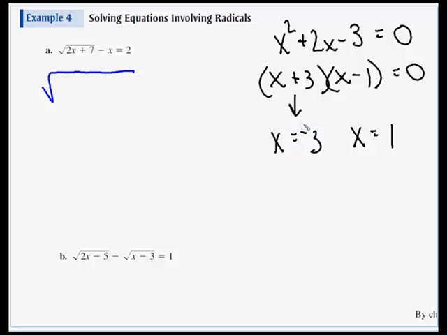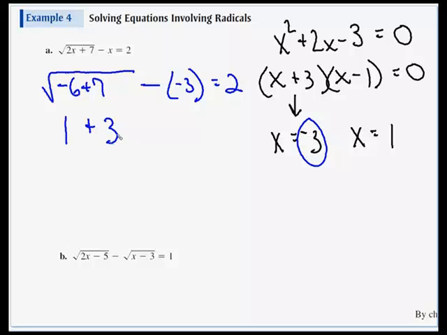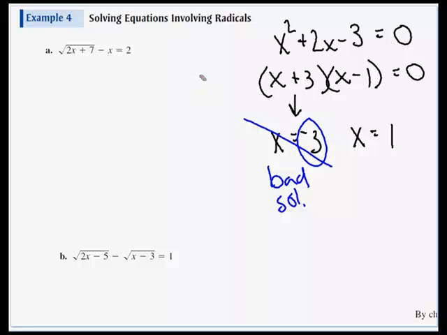So if I plug in negative 3 for x, that's going to be 2 times negative 3, which is negative 6, plus 7, and that's under the radical, and then I'm going to have minus x, minus a negative 3. Does that equal 2? So under the radical we get a 1, and the square root of 1 is 1. Minus a negative 3 is plus a 3. Does that equal 2? Nope. That is a bad solution, or extraneous solution.